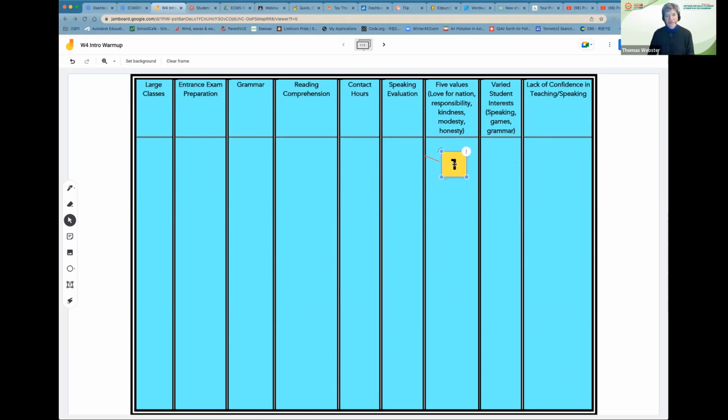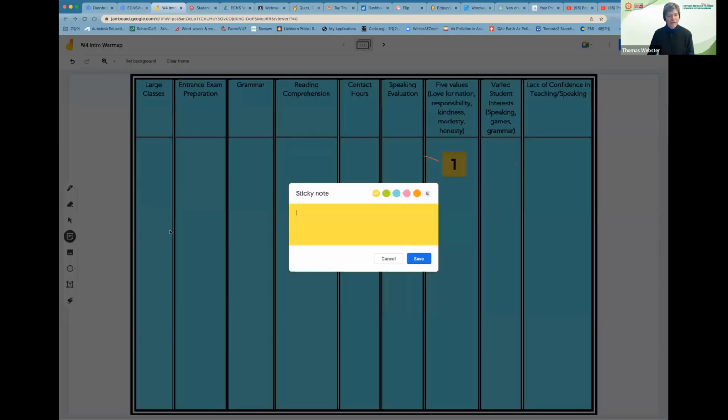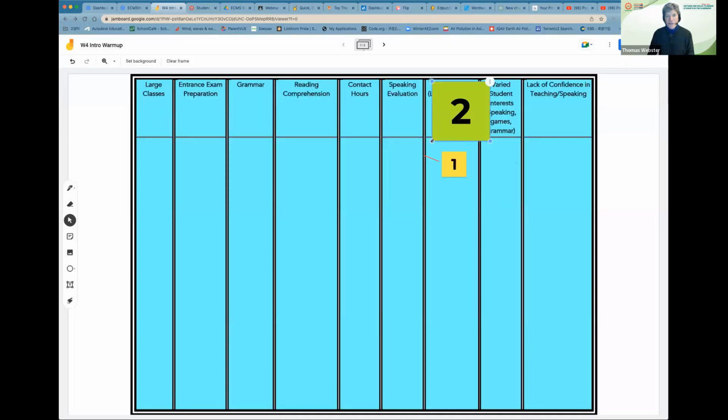So if it's trying to teach the values, then put your number 1 under the values, okay? And then you can continue on. You can put many of them. You can go to the green and put number 2. Type in number 2, and then again, this will be your second issue, the second most difficult or important issue for you, maybe reading comprehension, okay? And again, you can do that for both boards.